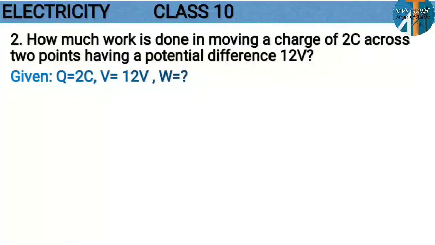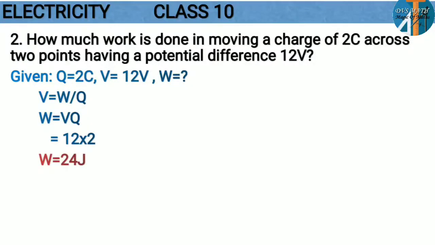Which formula relates all these? Our formula is the definition of potential difference, that is V is equal to W by Q. Now we need to find W, so cross multiplying, W is equal to VQ. Substituting, V is 12, Q is 2. So 12 twos are 24 joule. So the work done in moving 2 coulomb of charge across a potential difference of 12 volt is 24 joule. It is very simple, and they may ask this question for 1 mark. Let's move on to the third.